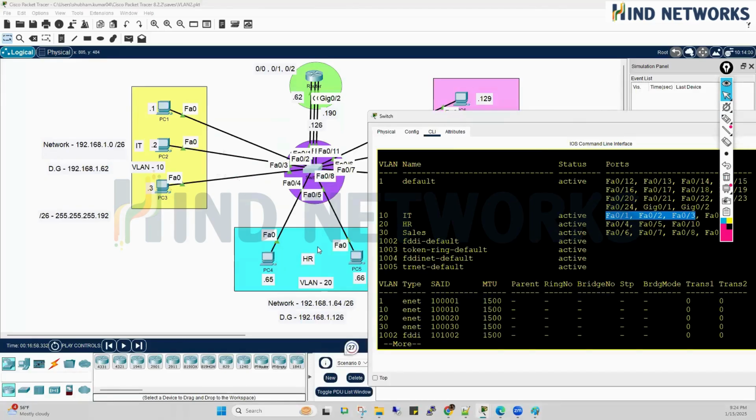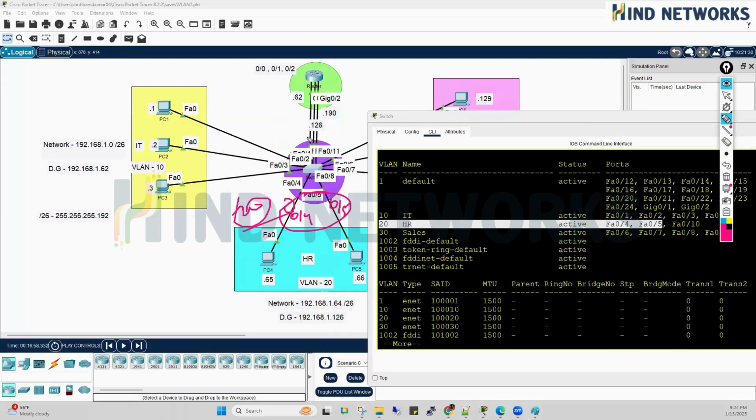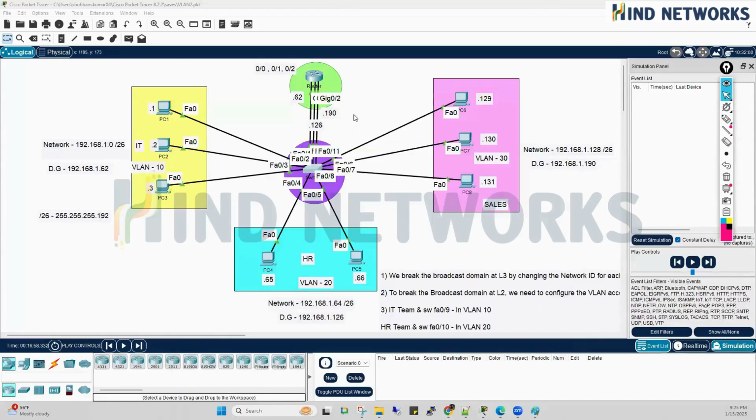Similarly, guys, you need to configure this one. HR is VLAN number 20. So I created VLAN number 20 here, and in VLAN number 20, 0/4 and 0/5. This is 0/4 and this is 0/5. Both are part of VLAN number 20. And this port you need to move in VLAN number 20, so that is 0/10, so that this is also in VLAN number 20. Fine. And rest all the ports are in VLAN number 30. Clear? So this is the way I configured the VLAN here. I hope you understand, right? So VLAN is also configured.